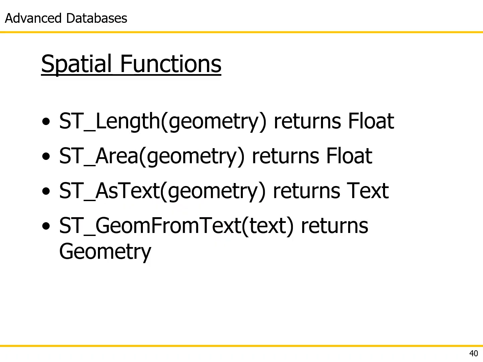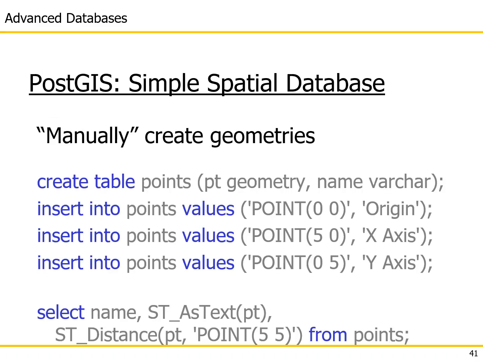What other spatial functions do we have? We have computations of length and area. And we have two functions in PostGIS to convert between the internal spatial data type and a textual representation, to be able to display it to the programmer on the screen, or at least to do some kind of debugging to understand the values we're working with. So let me show you an example of using all of that.